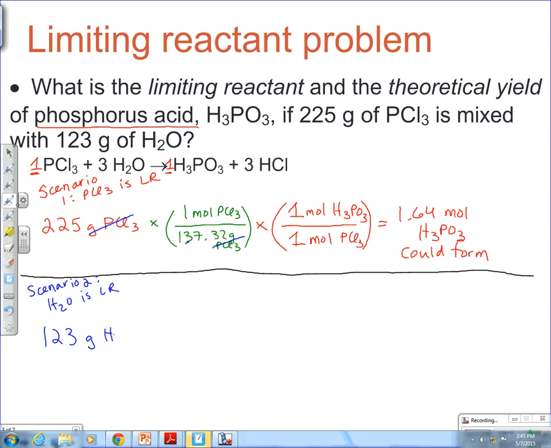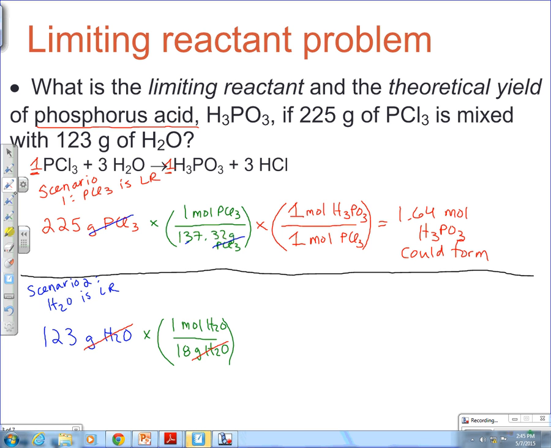123 grams of water. Okay. We know that the molar mass of water is 18 grams per mole. So for every 1 mole of water, it's 18 grams of water. Make sure that the units are crossing out. Grams of water, grams of water. We're left with moles of water.